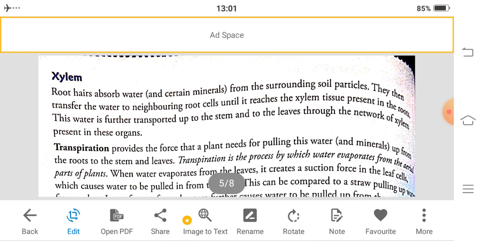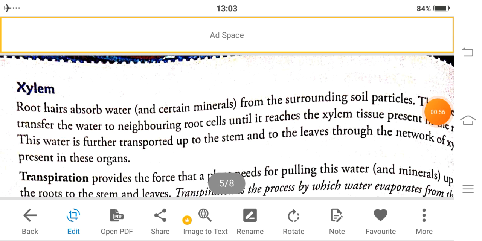Xylem is a part of a plant that carries nutrition and water to the different parts of the plant from the roots. So how does this occur? Let us see. Root hairs absorb water and minerals from the soil. They then transfer the water and minerals from the neighboring cells to the xylem.